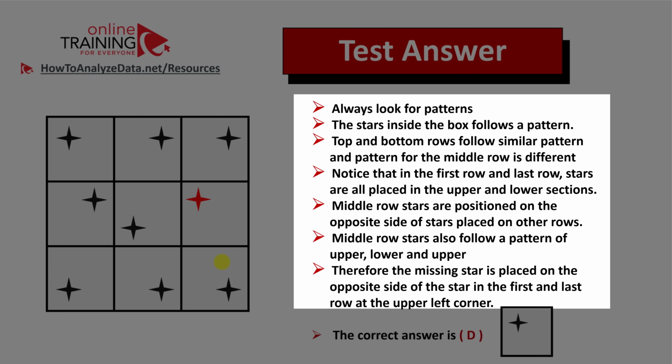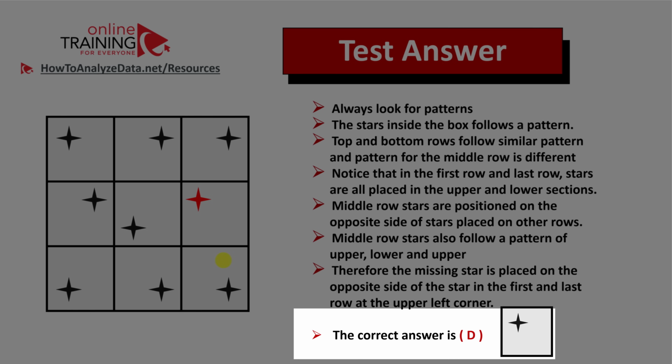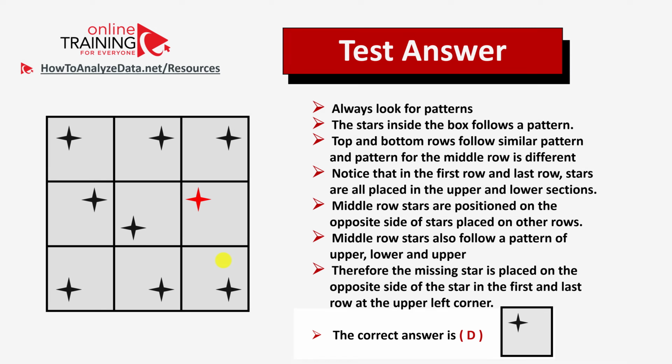Therefore, the missing star is placed on the opposite side of the star in the first and last row at the upper left corner. So the correct choice here is choice D. Hopefully you've nailed this question, and in case you didn't, you know how to answer similar problems on the test.